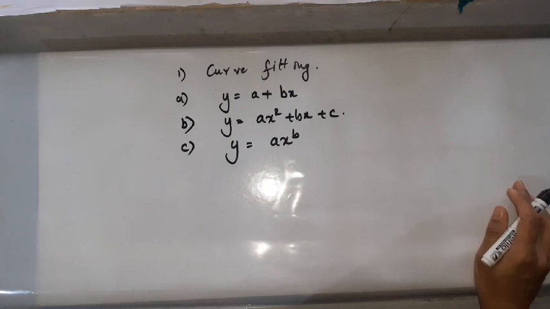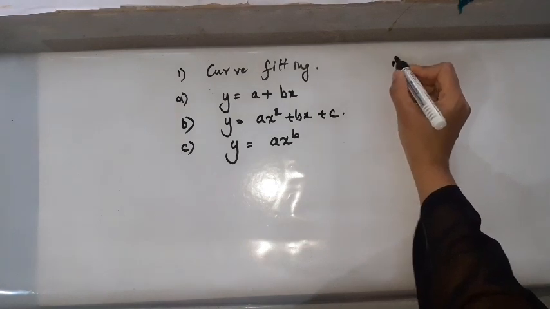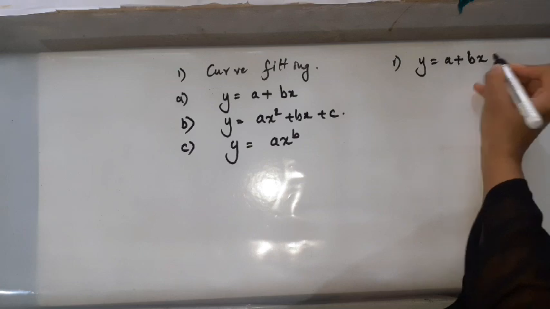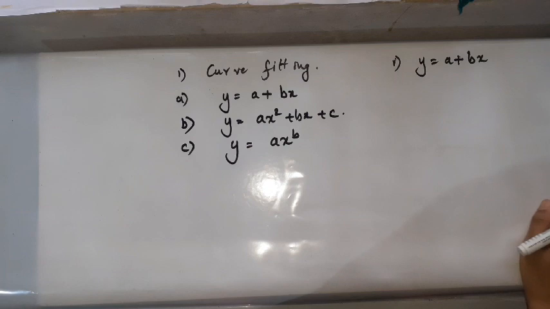So let's get started with the first one, y is equal to a plus bx, okay. So as you know very well, the theory will not be asked in the question paper. You will be given one problem to fit a line, given data will be there, and you will be asked to fit a line of the type y is equal to a plus bx, okay.